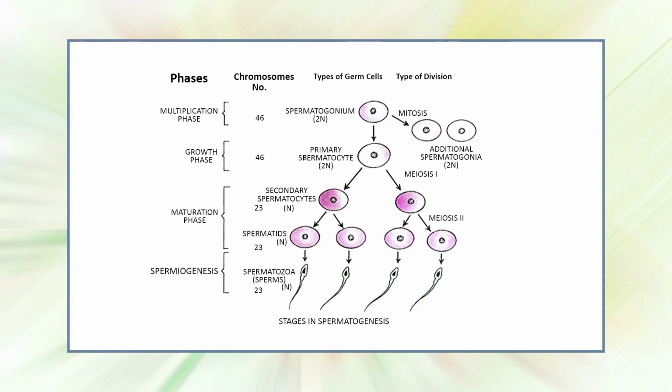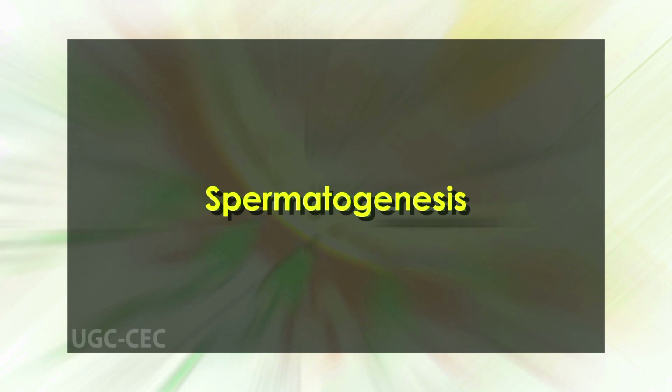Both involve 3 important phases: multiplication phase, in which the germ cells of the gonads multiply by mitosis; second, growth phase, in which the germ cells grow in size; and lastly, maturation phase, in which meiosis takes place to produce the gametes. Let's discuss spermatogenesis.